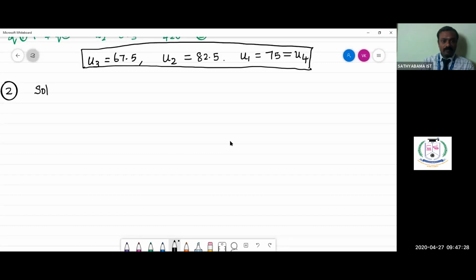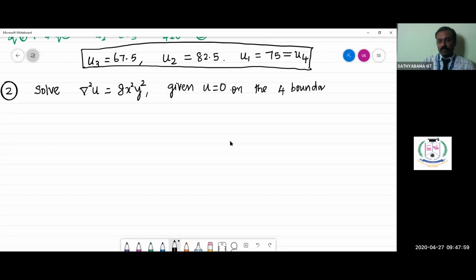We are asked to solve del squared u is equal to 8x squared y squared for the square mesh, given u is equal to 0 on the 4 boundaries. So on all the boundaries, the temperature u is equal to 0. Now we have to divide the square mesh into 16 subsquares.